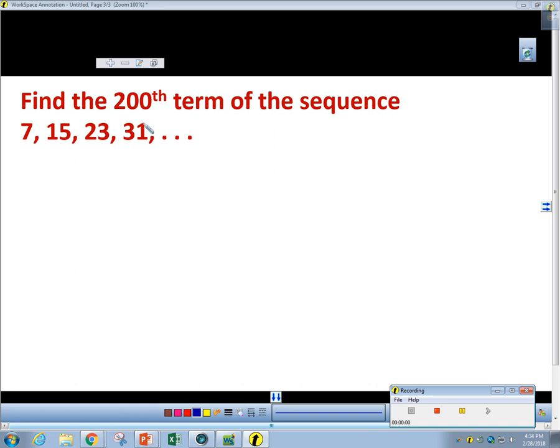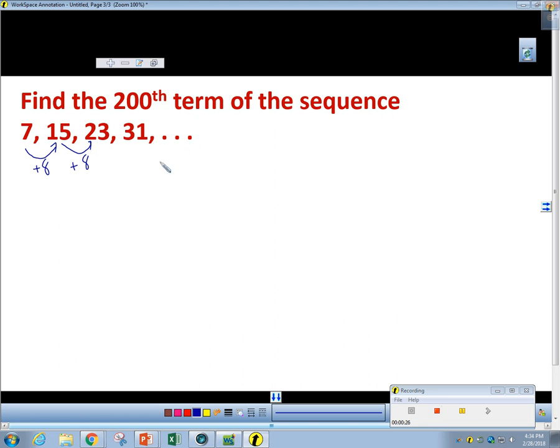Hey, it looks like we have a sequence. All right, if we're going to do anything with a sequence, we got to figure out what kind of sequence we got. So we're going from 7 to 15, 15 to 23, and if we look at this, it looks like we're going up by a steady amount every time, and if you want to subtract those numbers, what you'll find is we're going up by 8 every time. We're just adding 8.